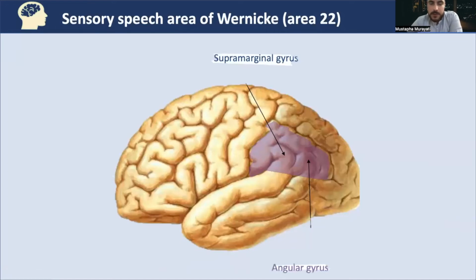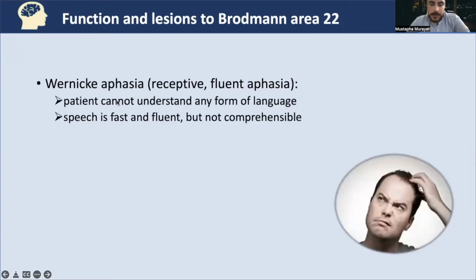Now we will talk about Wernicke's area, area 22. Part of it is the supramarginal gyrus and part of it is the angular gyrus. Well, it's actually located at the posterior part of the superior temporal gyrus with some extension into the parietal lobe. Any lesion in the dominant hemisphere to that area will cause Wernicke's aphasia, or receptive aphasia, or fluent aphasia.